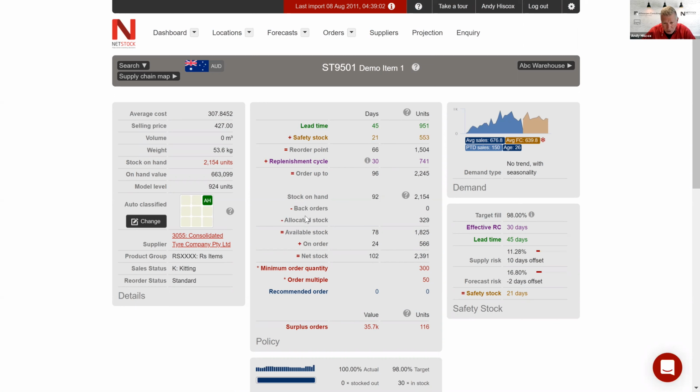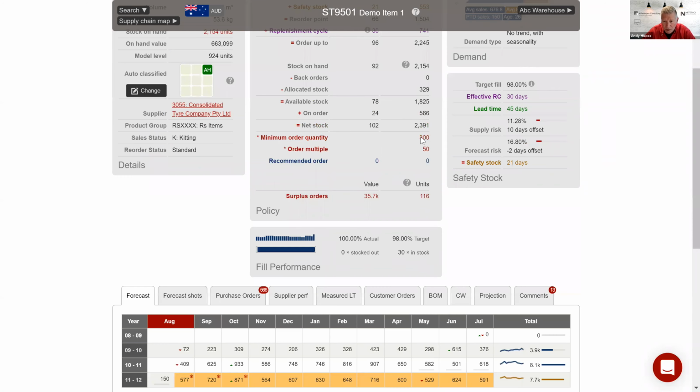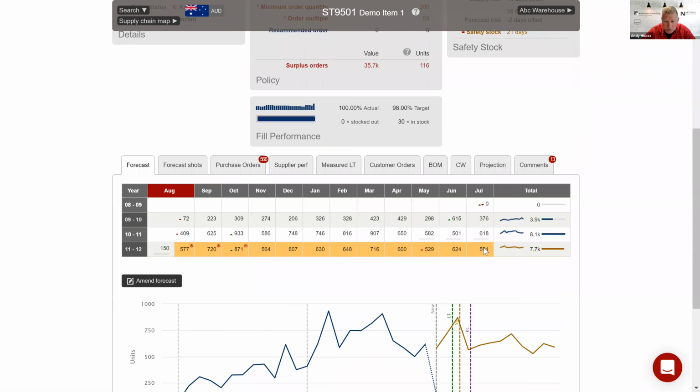I've got the physical stock. We don't have any custom orders. I've got some allocations. I have some constraints. When we buy this, we have to buy 300 and we have to buy in multiples of 50. So now we can see the little projections here.